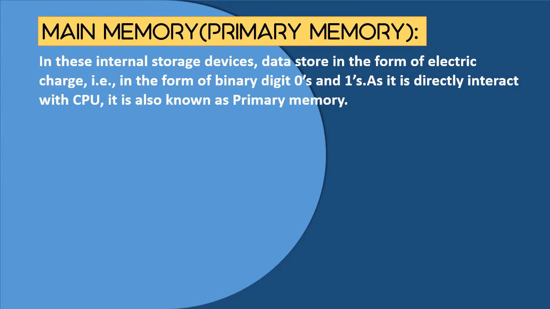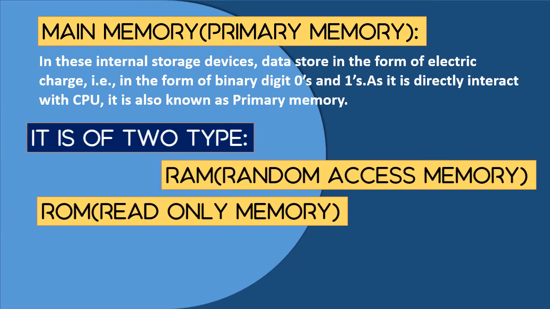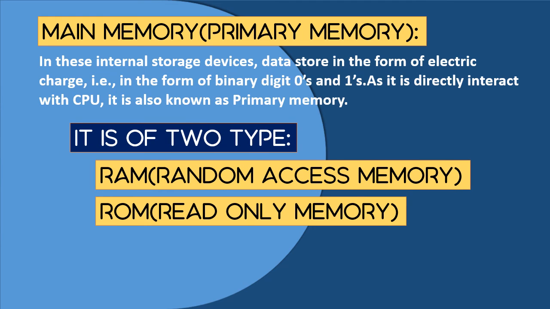Main memory, primary memory. In these internal storage devices, data is stored in the form of electric charge, that is, in the form of binary digits 0 and 1. As it directly interacts with the CPU, it is also known as primary memory. It is of two types: RAM, random access memory; ROM, read-only memory.